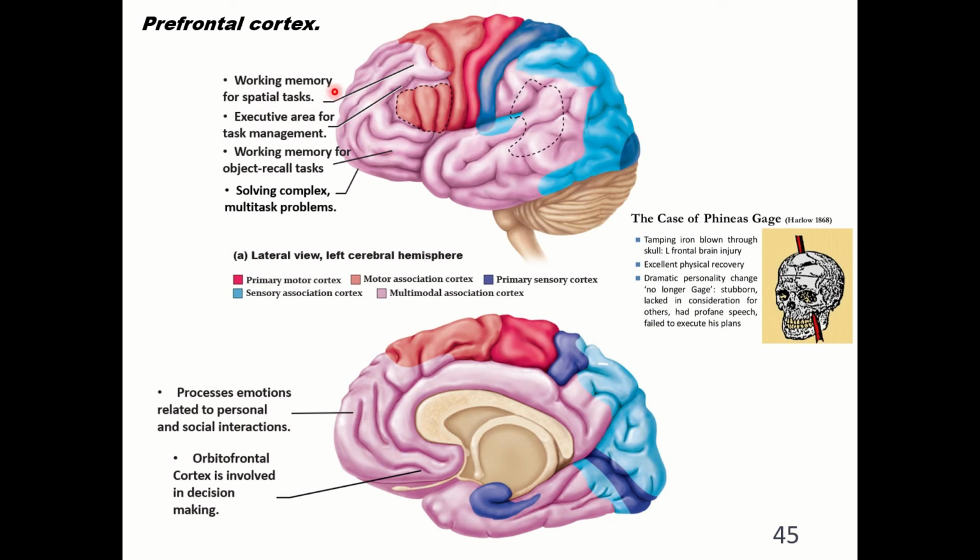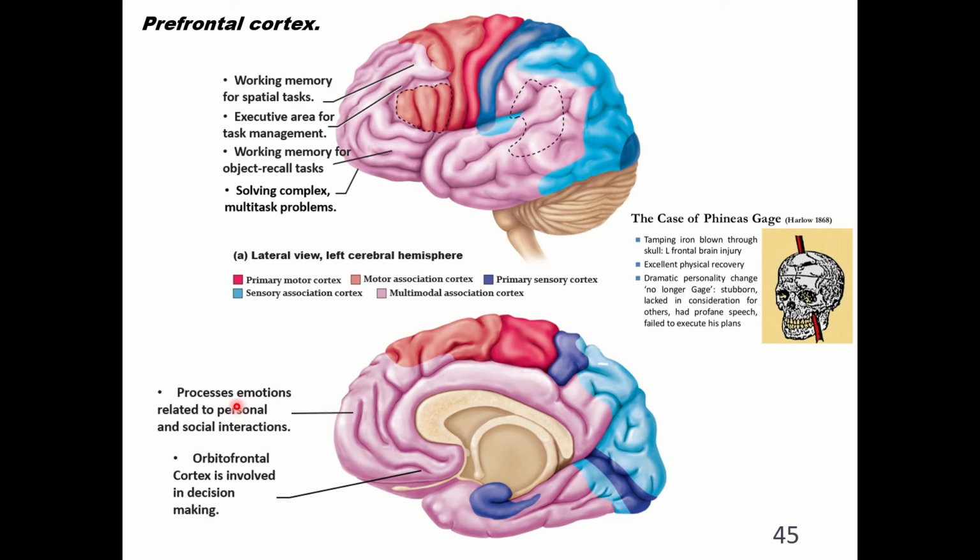Here's the area for working memory for spatial tasks. Here's the executive area for task management. Here's the area for working memory for object recall tasks, like, where is something sitting? Can you remember where you put it and put it back where you found it? This is the area for solving complex multitask problems.